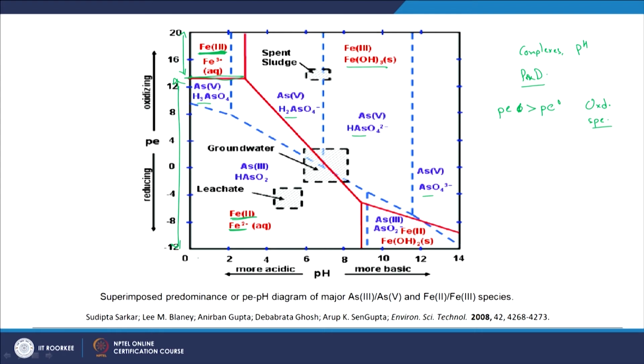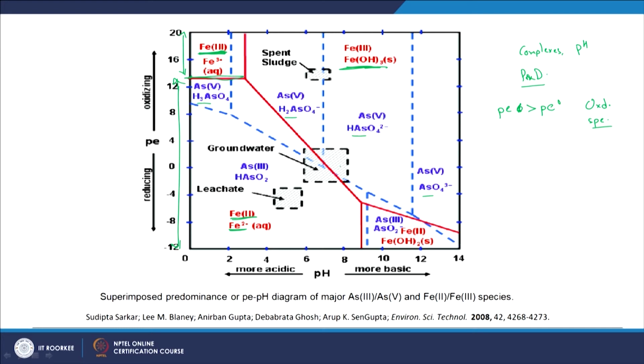But obviously as you shift the pH, it is not the equilibrium between Fe3 plus and Fe2 plus, but the equilibrium between FeOH thrice and Fe2 plus, right. So that is what you see here as you shift the pH here.